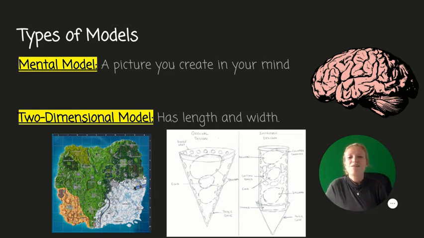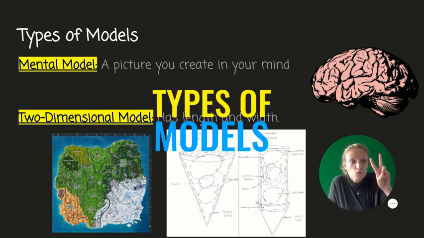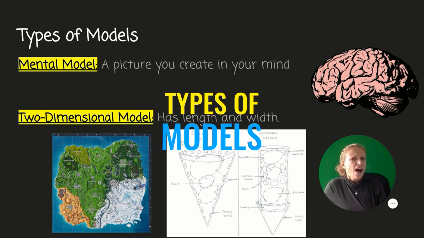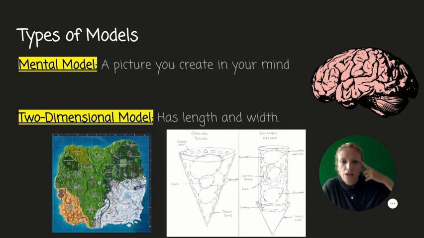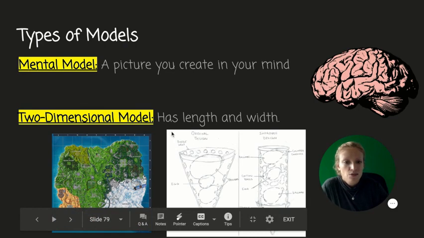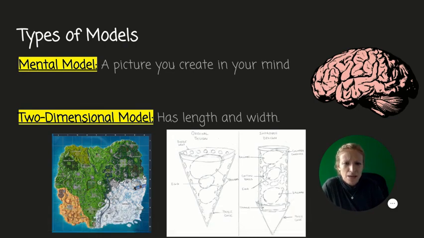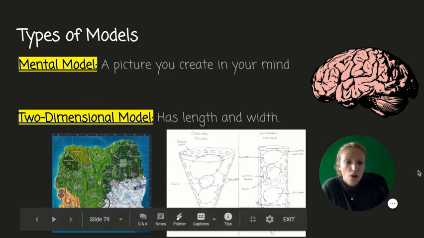Future scientists! So today we're going to be learning about two more types of models, and I just wanted to review the two that we went over yesterday. So the one that we learned about is a mental model. Remember, it's a picture that you create in your brain. And a two-dimensional model has length and width. So that's kind of just like a flat piece of paper. It's completely flat. It has no height. Okay, so it can be a map, it can be a drawing, right?